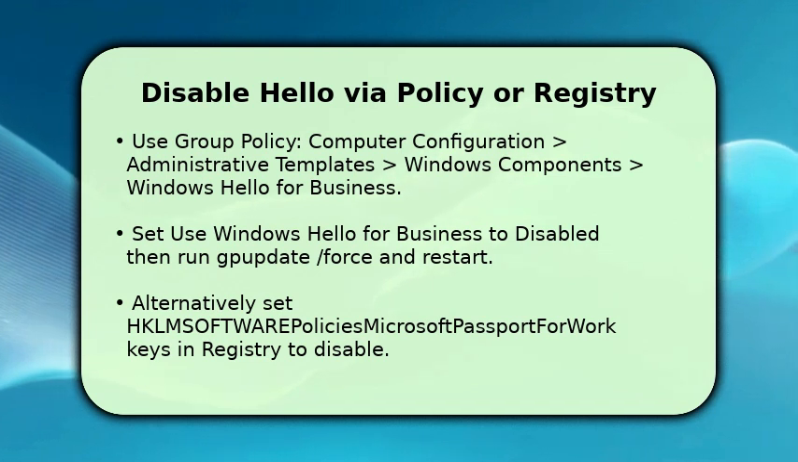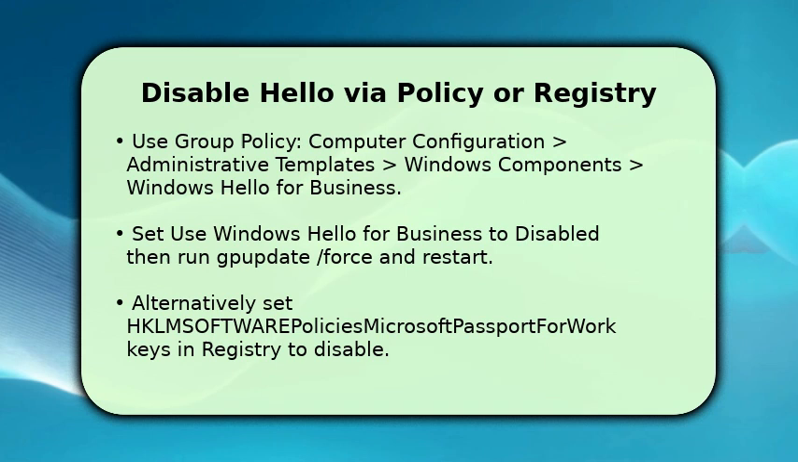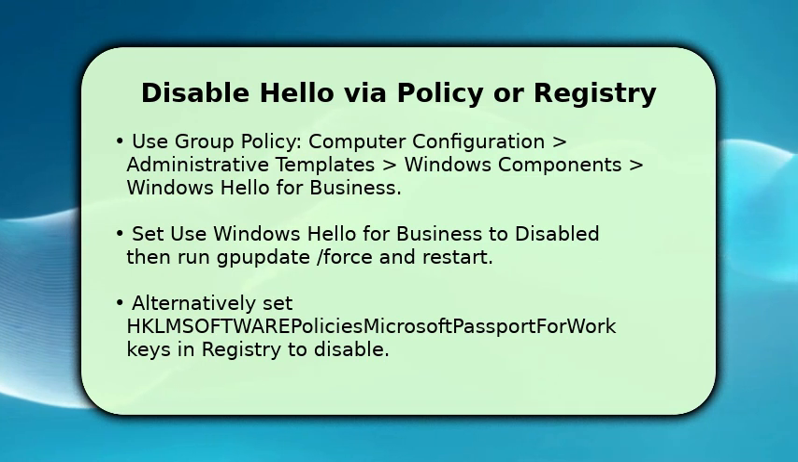Navigate to Computer Configuration, Administrative Templates, Windows Components, Windows Hello for Business, and set Use Windows Hello for Business to Disabled. Run gpupdate /force and then restart the PC to apply the policy immediately.